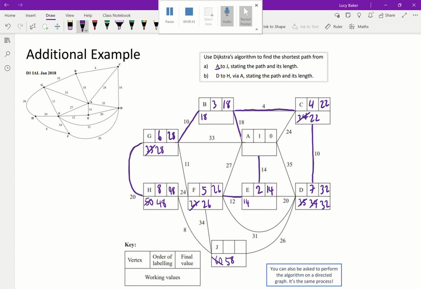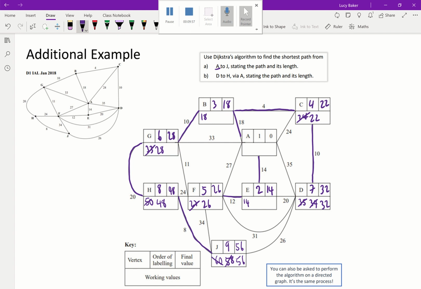And finally, now that I've been to H, I can get from H to J in a distance of 8. So 48 plus 8 gives me 56, which is the shortest way to J I've found so far. So J is going to be number 9, and I can get there in a distance of 56 if I travel along this arc over here.